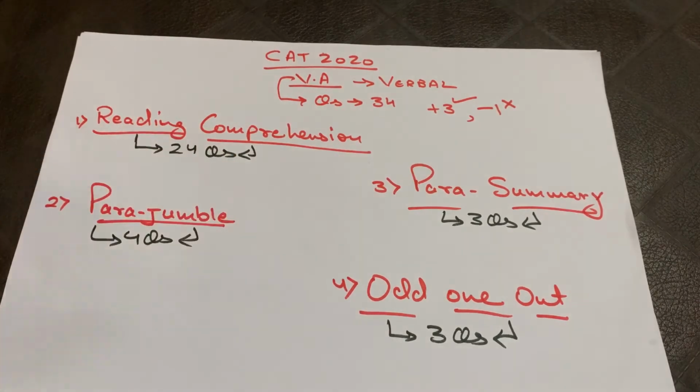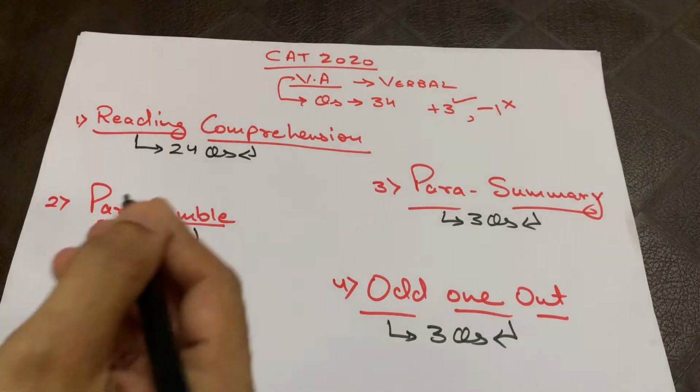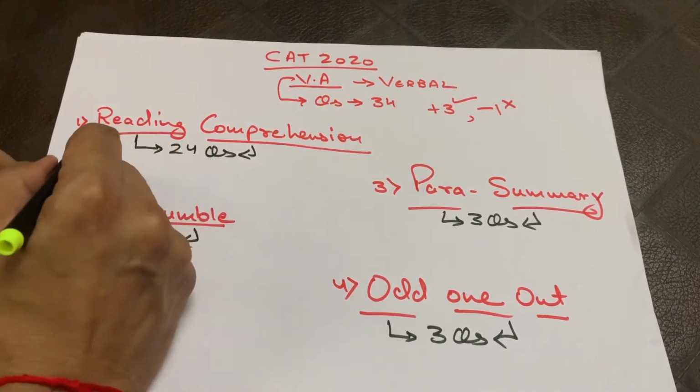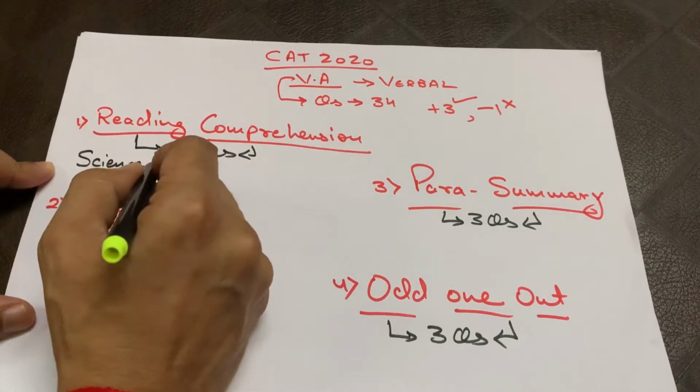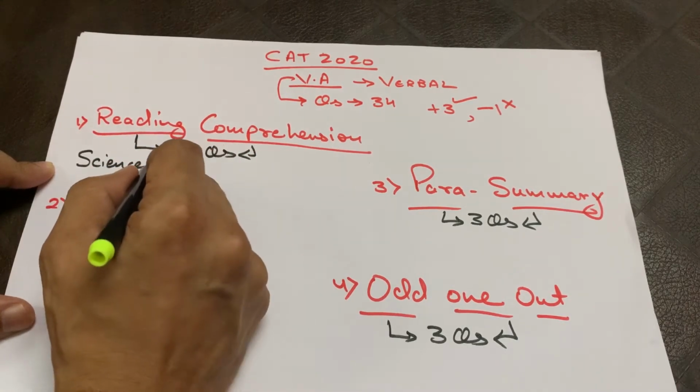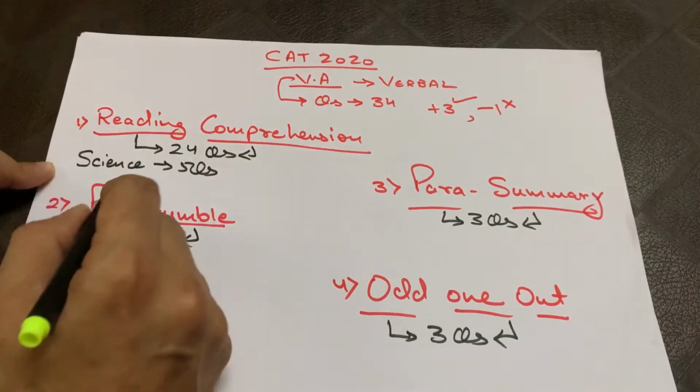We already know that 24 questions are going to be asked on reading comprehension, 4 on para jumble, 3 on para summary, and 3 on odd one out. Usually people ask me, sir, under reading comprehension, what kind of passages are going to be asked? Based on my research and analysis and what I know about the CAT examination, I'm going to give you an assumption of how many questions might come on each topic, so you can get a fair idea. Let's start with reading comprehension. Under science, maybe the questions are going to be on scientific passages. I guess around 5 questions will be asked under the science section.